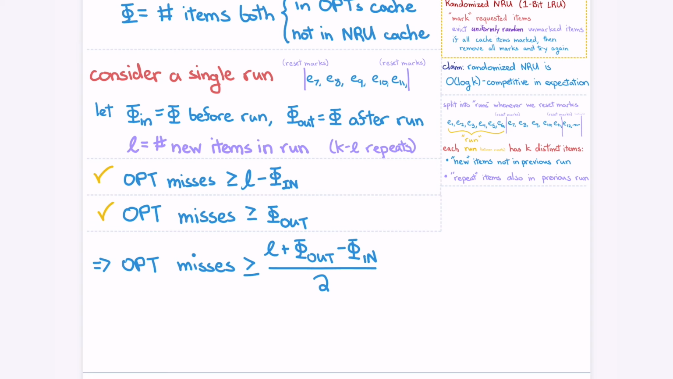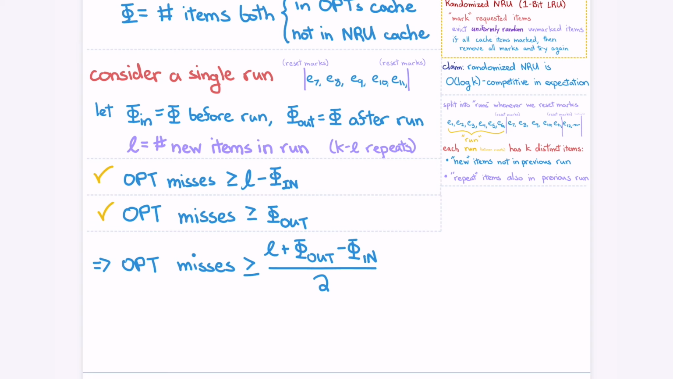Okay, so what do we accomplish in hindsight? One way to interpret this step is as follows. We have these L misses automatically from the L new items. So the first thing to worry about is, how can I ensure that opt misses something proportional to that? Because if opt doesn't miss any of them, we're just screwed. L could be K or something, and we're always screwed. But what this shows is that opt basically misses L over 2 plus this change in potential, which seems kind of ugly.